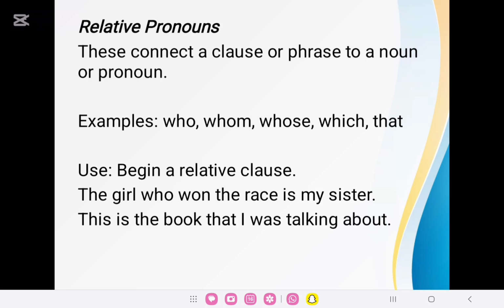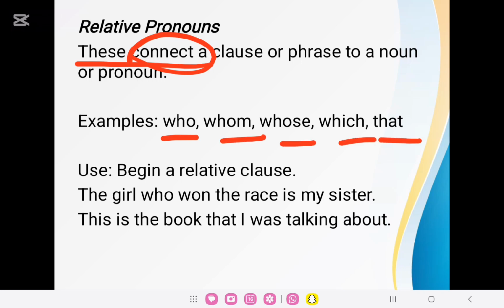Next we have relative pronouns. From the word relative, you can understand that they relate two things with each other. They relate a clause or a phrase to a noun or pronoun. Examples are who, whom, whose, which, and that. They begin a relative clause. The girl who won the race is my sister. This is the book that I was talking about. These are relative pronouns which are connecting clauses and phrases in a sentence.